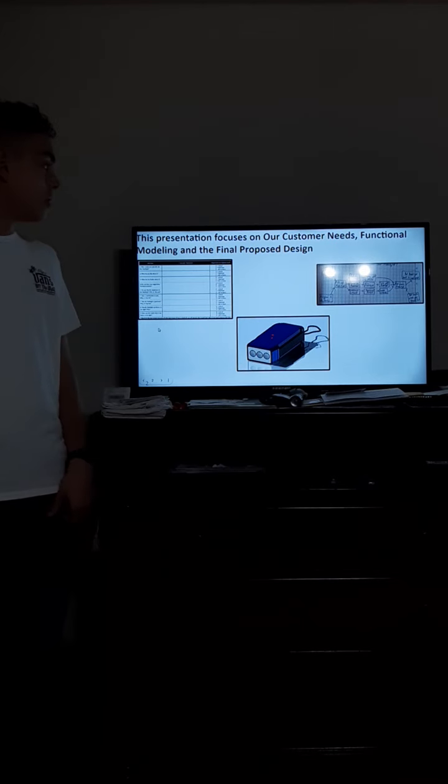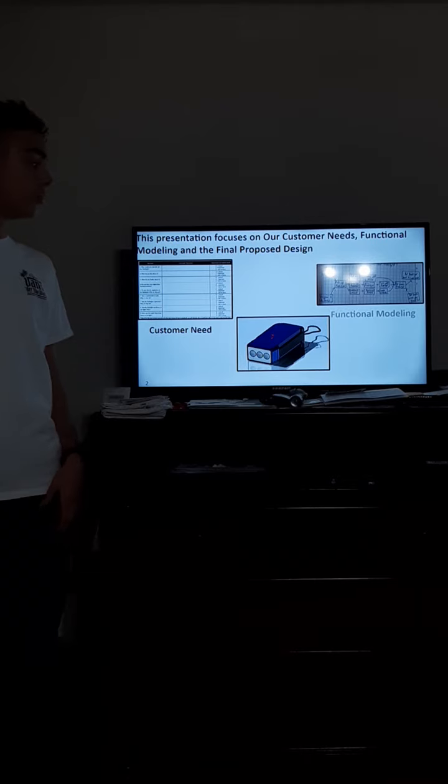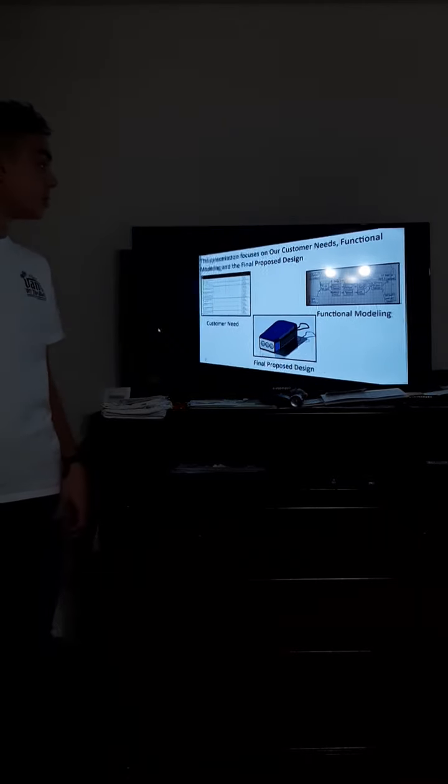This talk will focus on three major concepts. 1, our customer need. 2, functional modeling. And 3, our final proposed design.